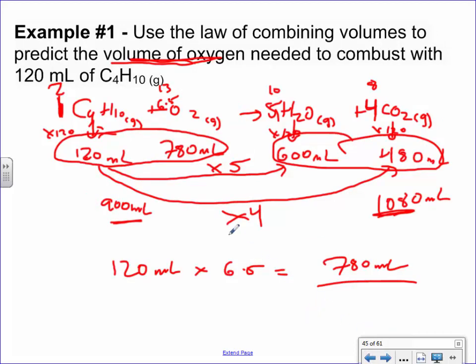Was everybody okay with the idea of how this 1 right here, I times it by 120 to get 120? So this 5 right here, I times it by 120 to get 600. And here, this 4, I times it by 120 to get 480. That's what Avogadro's experiments proved, is that it was always being multiplied by the same number, really based on these coefficients up front.